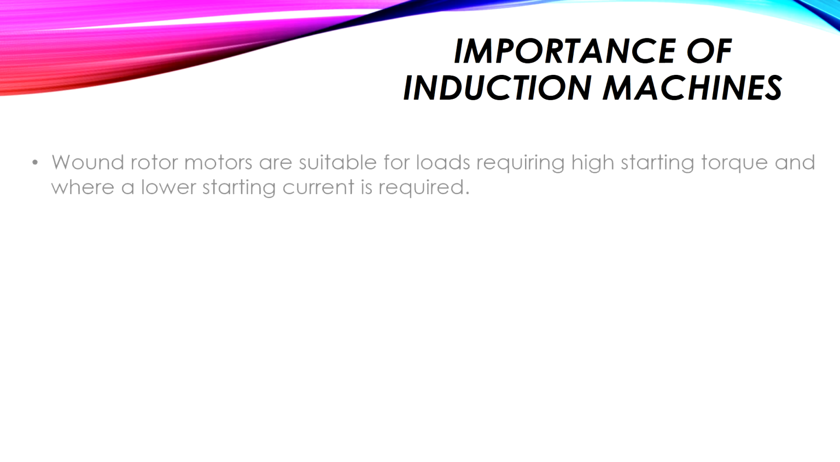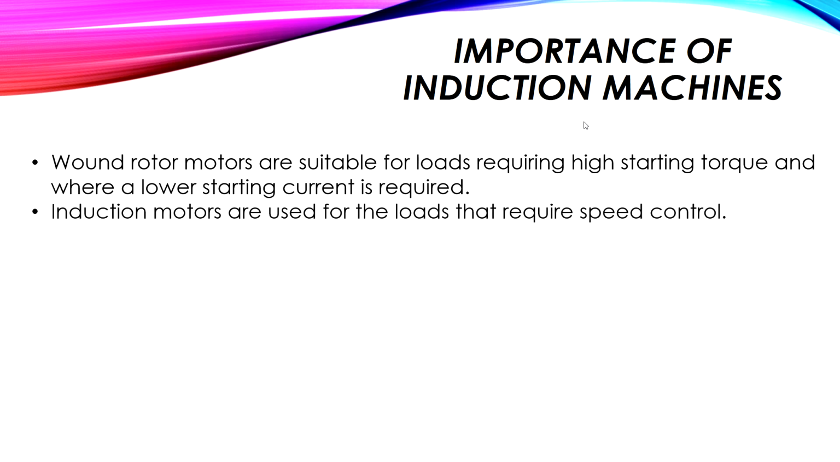The wound rotor motor types are suitable for loads requiring high starting torque and a low starting current. So simply there are two types of induction machines which we are going to discuss in this video. We have the wound rotor, or the slip ring, and another type called the squirrel cage. From the wound rotor type motors we can obtain high starting torque and low starting current, as we will learn inside the course.